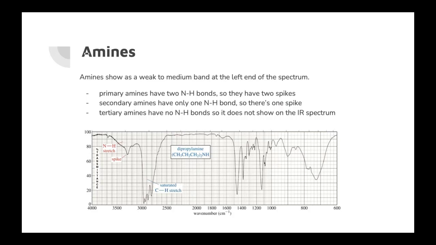Secondary amines will only have one bond, so there's only one spike. And then with tertiary amines, you don't have any bonds, so it doesn't really show on the IR spectrum. You would usually look at the formula of the molecule then to determine whether there is an amine.